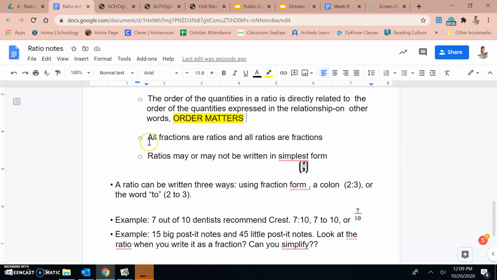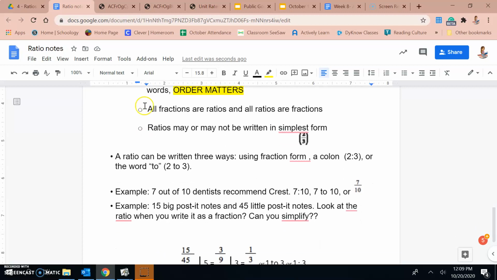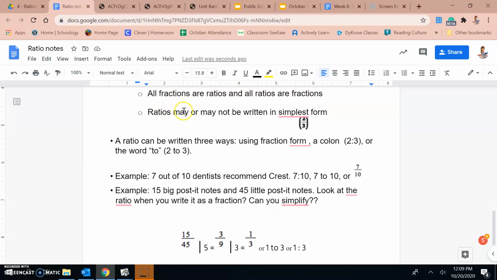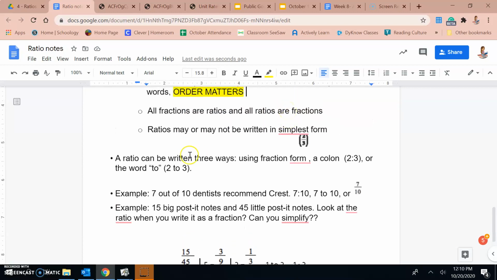All fractions are ratios, and all ratios are fractions, so they are interchangeable. If you see a fraction, it's a ratio. If you see a ratio, it's a fraction. Ratios may or may not be written in simplest form. So, for example, you may have a ratio like 4:6, and that is not in its simplest form, and that's okay.